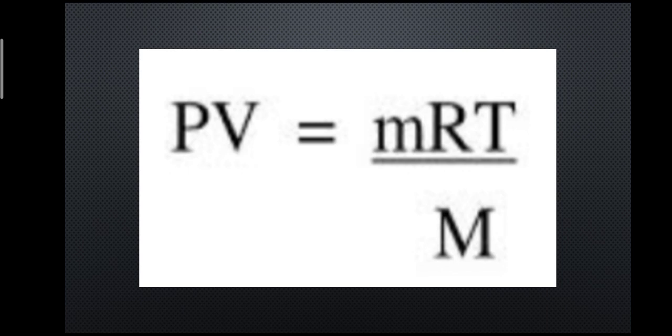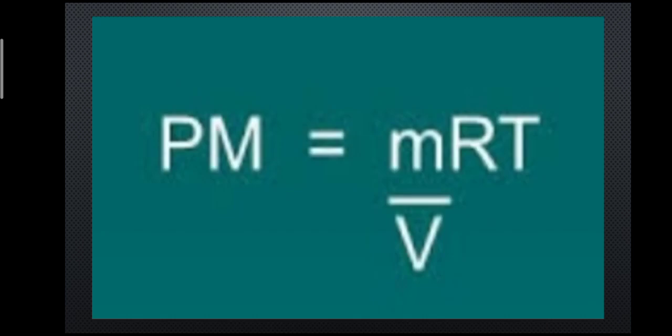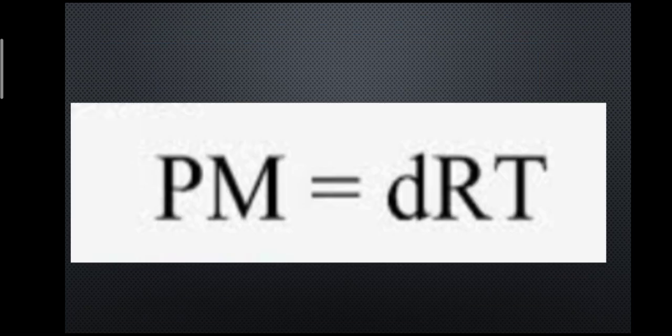Now we can interchange V and molecular mass. PM is equal to m divided by V, times RT. What have we seen? m divided by V is nothing but density. So instead of m by V, we will write d. So PM is equal to dRT. From this, what we have got is the ideal gas equation with density involved, that we are going to use.